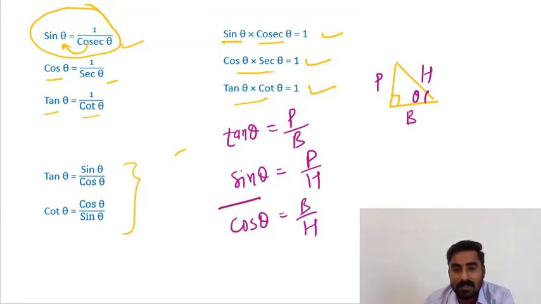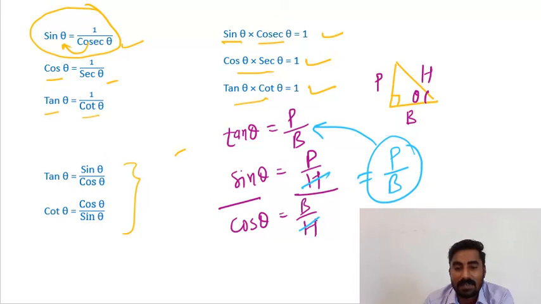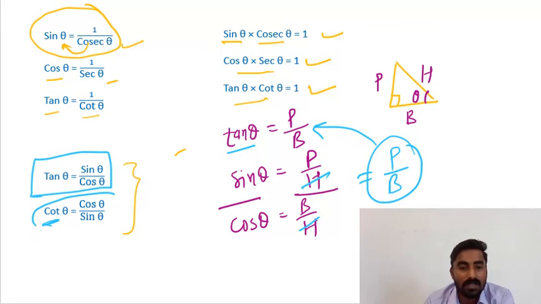If I take the ratio of these two equations, we can easily cancel out the hypotenuse, and this will be equal to perpendicular upon base, which is tan theta. So tan theta equals sine theta upon cos theta, and cot theta is the reciprocal of tan theta. So cot theta equals cos theta upon sine theta.